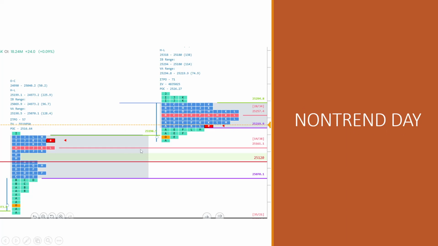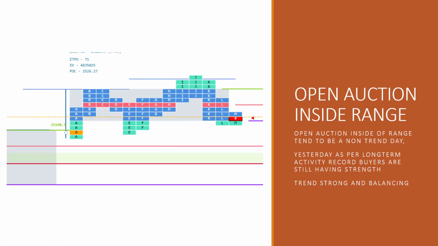So this was the opening. It opened inside the value area and somewhat formed a non-trend kind of day. And the IB, you can see, is around 114. So it is a medium IB. So we need to expect a normal variation day or a neutral kind of day. So this was the opening.